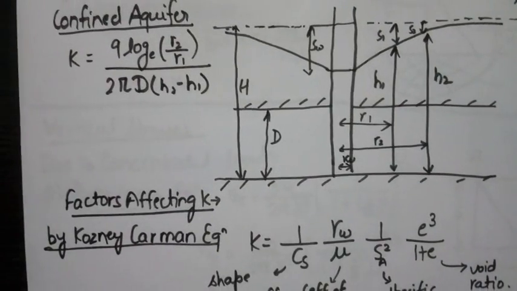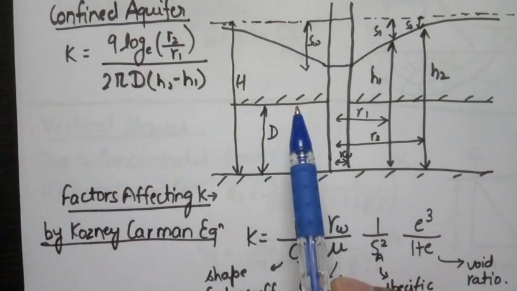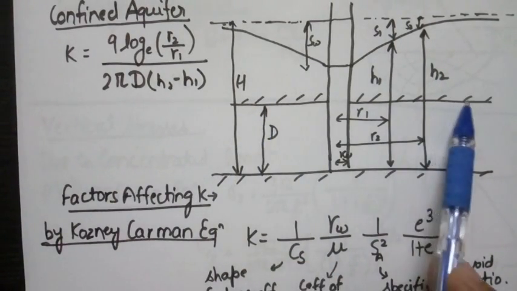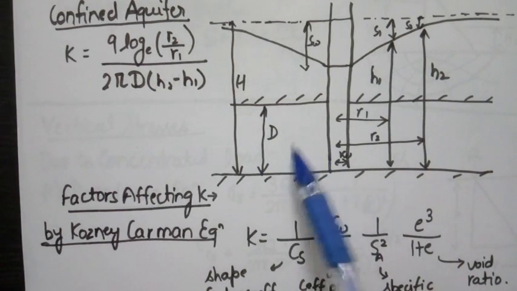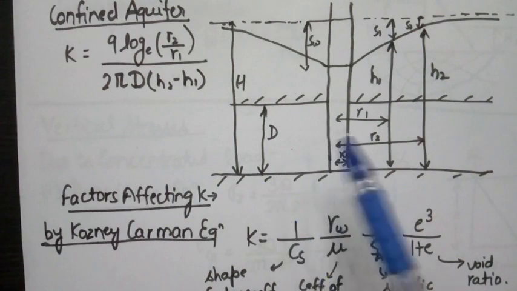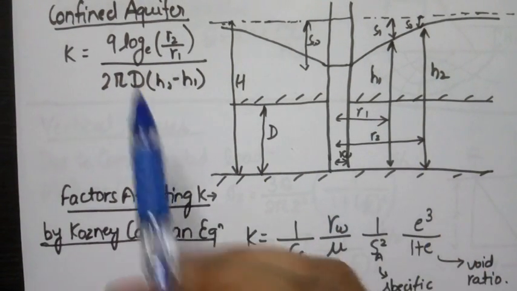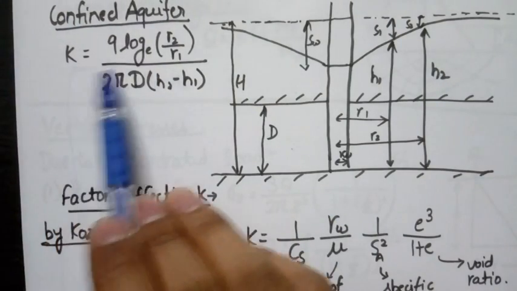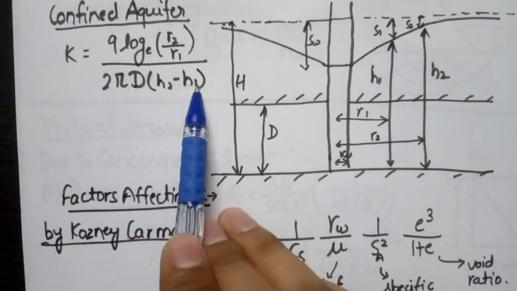Next one is confined aquifer. It is similar to the unconfined aquifer, but this confinement makes it different. This is the pervious layer of depth D. Rest other terms are the same. Now, for confined aquifer, K equal to Q log e r2 by r1 upon 2 pi D into h2 minus h1.